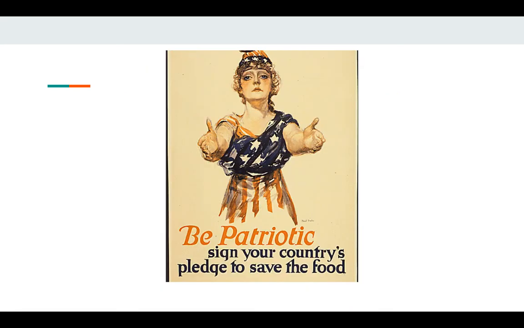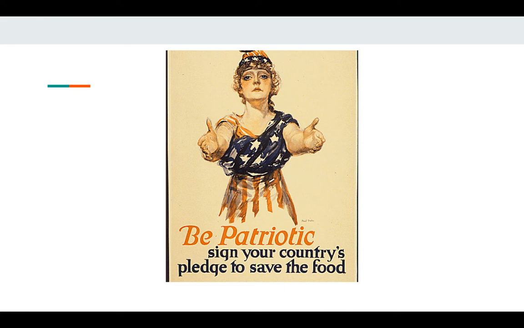Okay, now we're going to look at some individual posters and just kind of briefly talk about what the message was supposed to be here. This one has a woman draped in an American flag looking dress. She also has stars and stripes on her hat. And the caption says, "Be patriotic, sign your country's pledge to save the food."